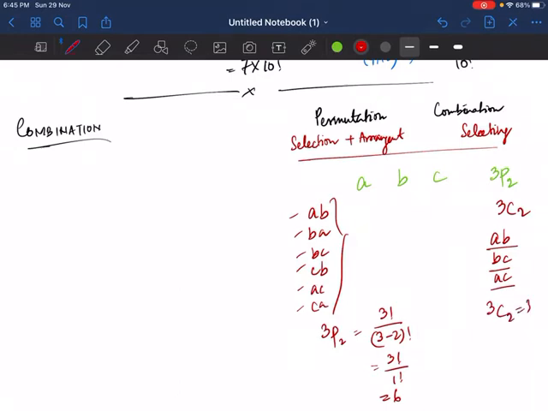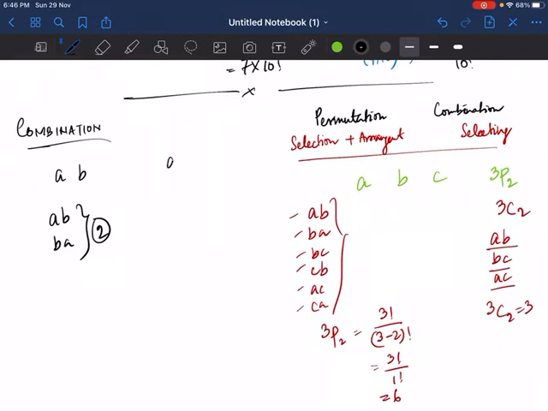But 3P2 you got as 6. So what do you mean by that? The reason is the answer is quite different. Now look at here. Suppose I have 2 objects A, B. How many ways can we arrange these 2 objects? We can arrange them in 2 ways, that is AB and BA. So there are 2 ways we can arrange 2 objects, right?